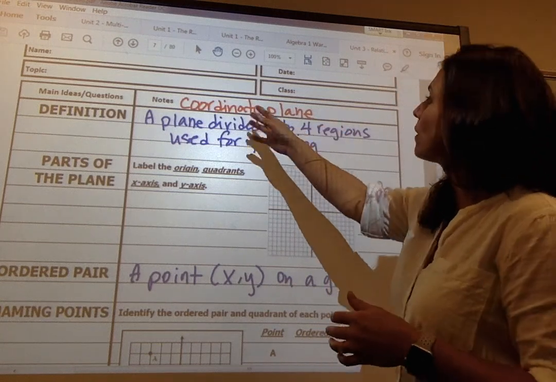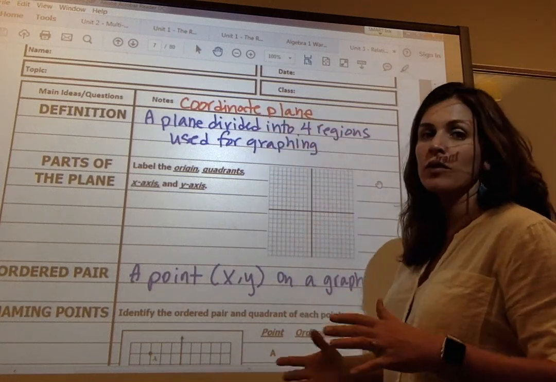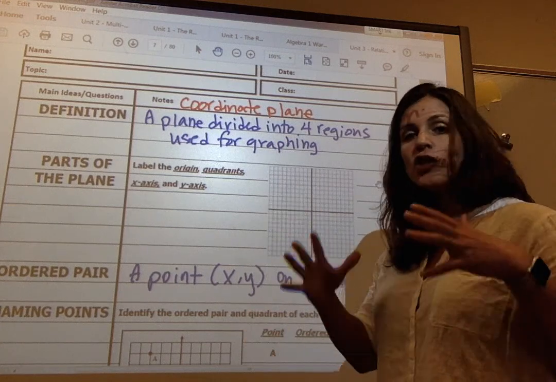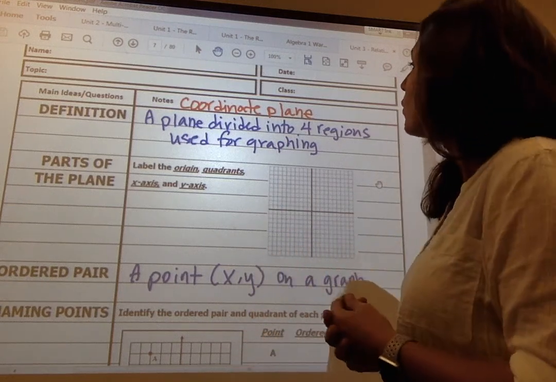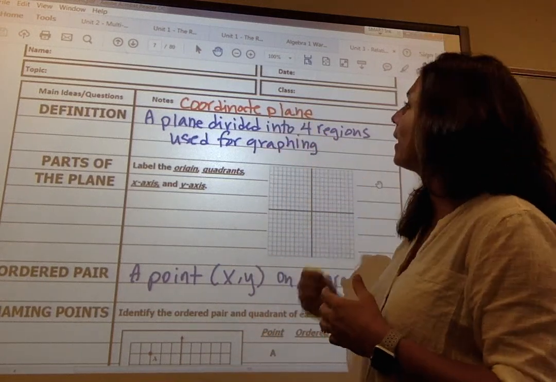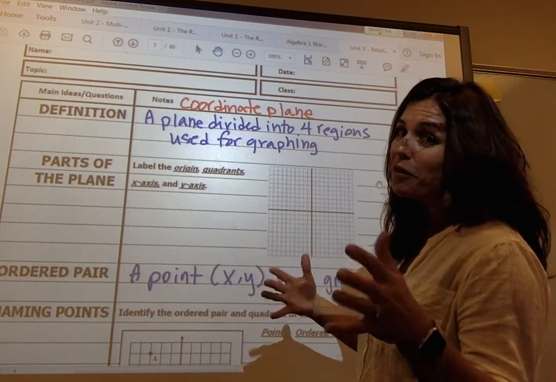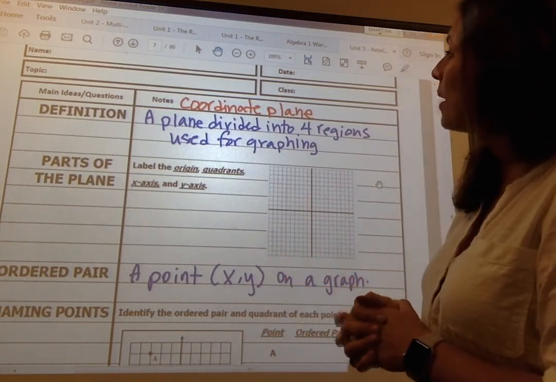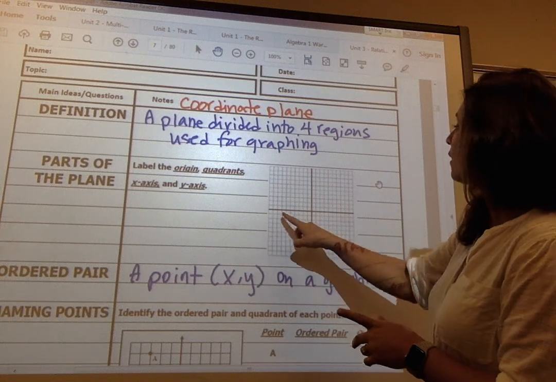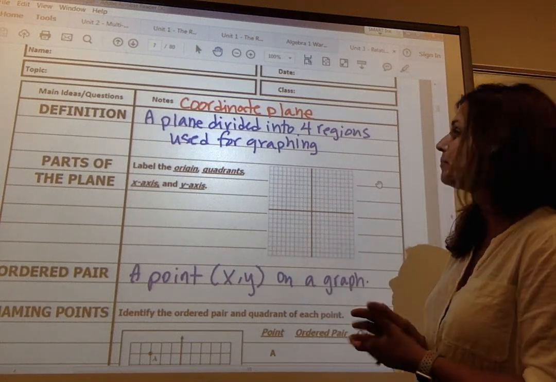So right now, what are we talking about? We're talking about the coordinate plane. So remember, this whole unit is about relations and functions and graphing. So we're going to start with the coordinate plane, and I've already pre-written this so you can do this while I'm chatting. And the definition is a plane divided into 4 regions used for graphing.